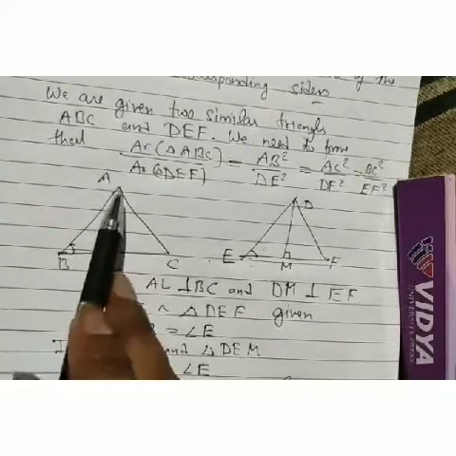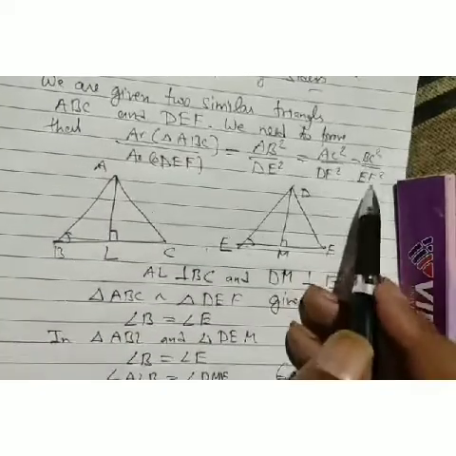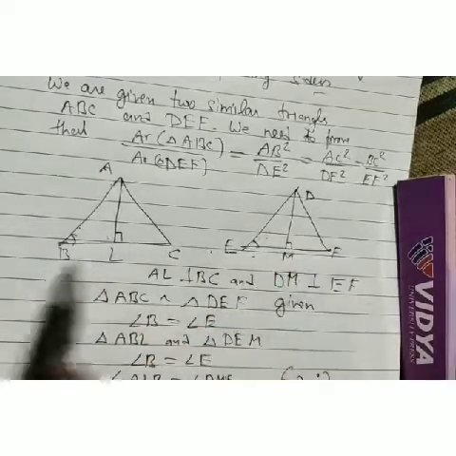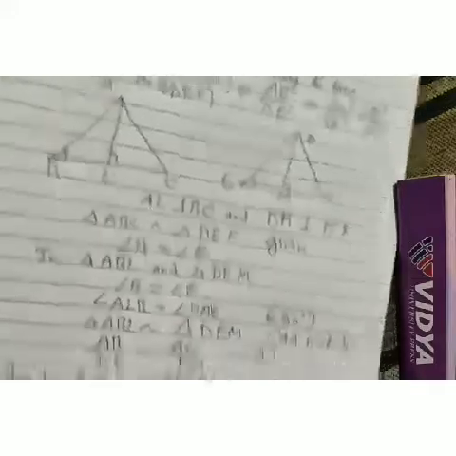Then the ratio of corresponding sides are in proportion. When we get BC by EF whole square, then similarly we can also show AB square by DE square. We can also change it to AC square is to DF square. This is our required proof.